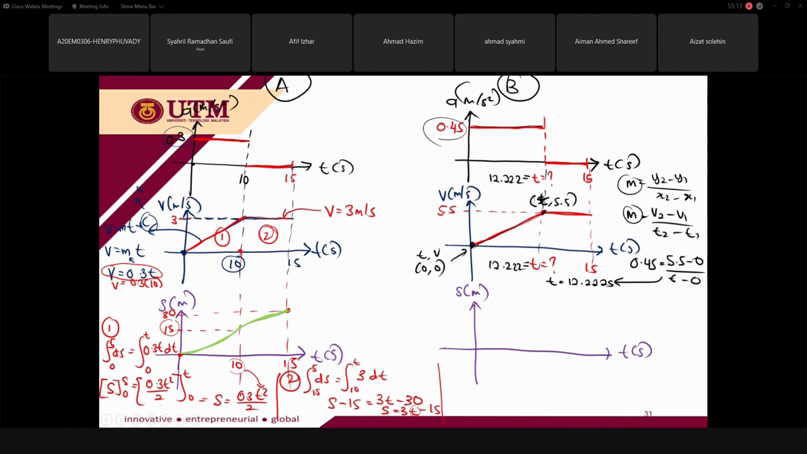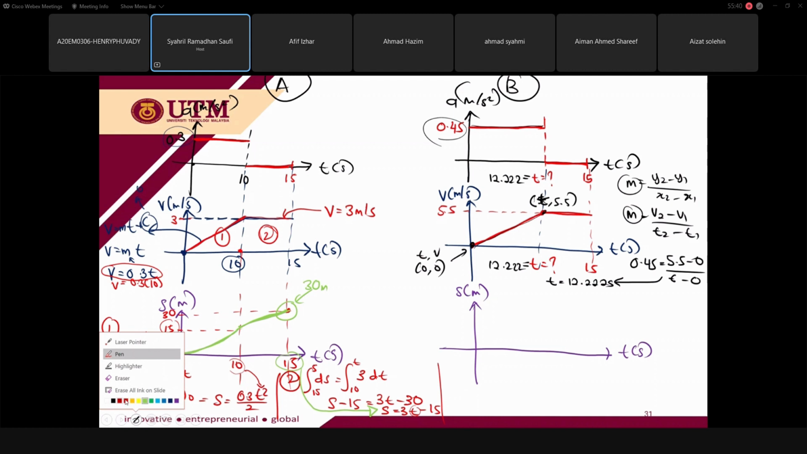Okay, so this is your displacement against T graph. You know that at this time, the displacement is 30 meters, where you substitute 15 seconds into this equation. 3 times 15 is 45. 45 minus 15 is 30 meters. Okay, so now you go on the second graph.